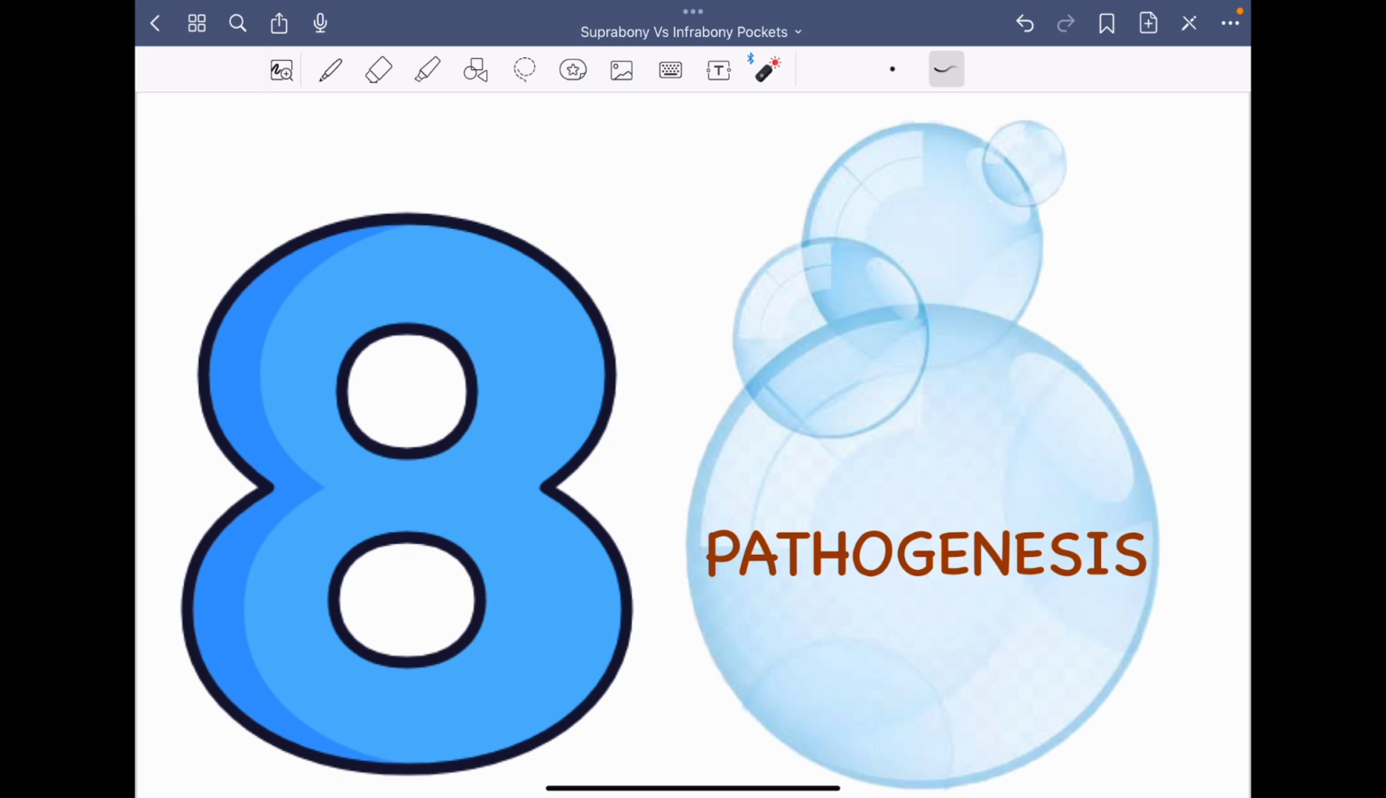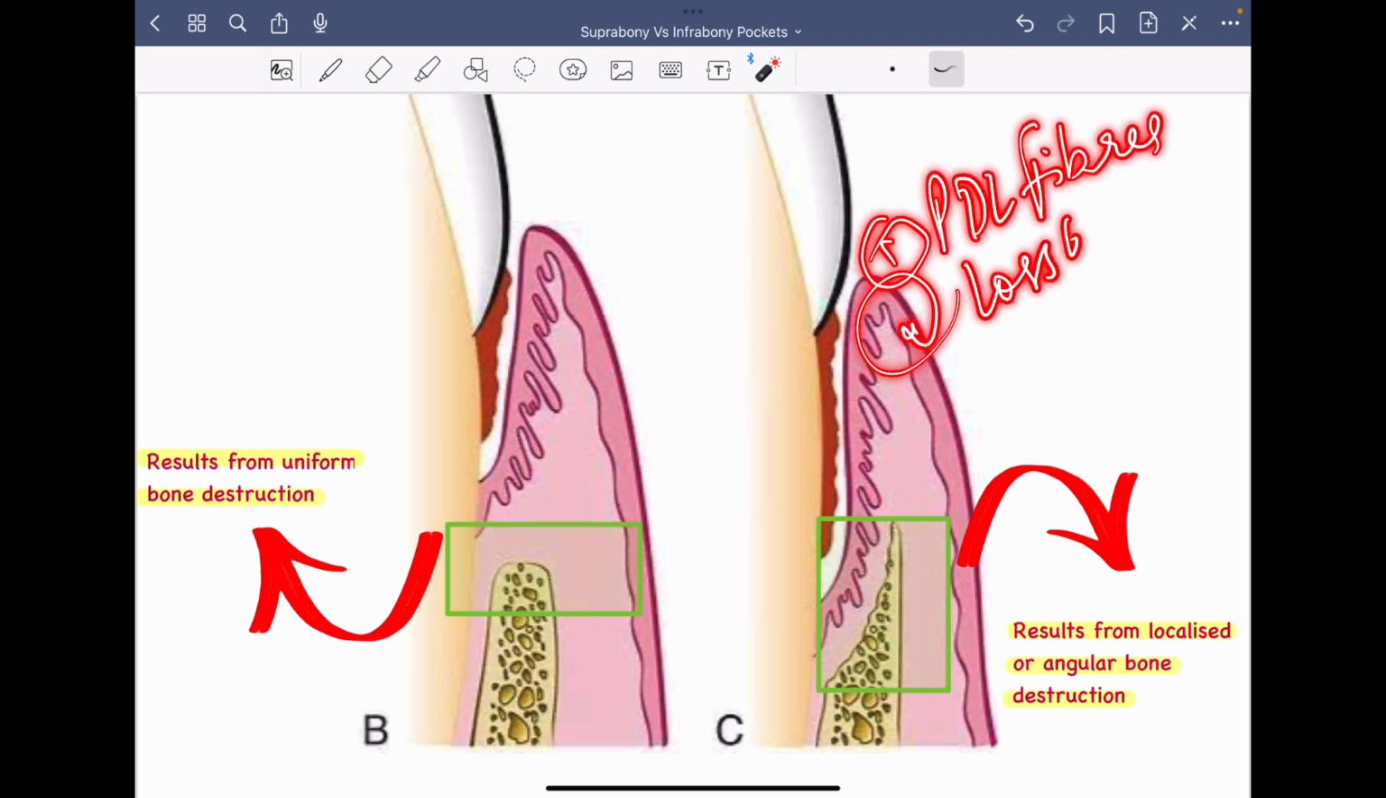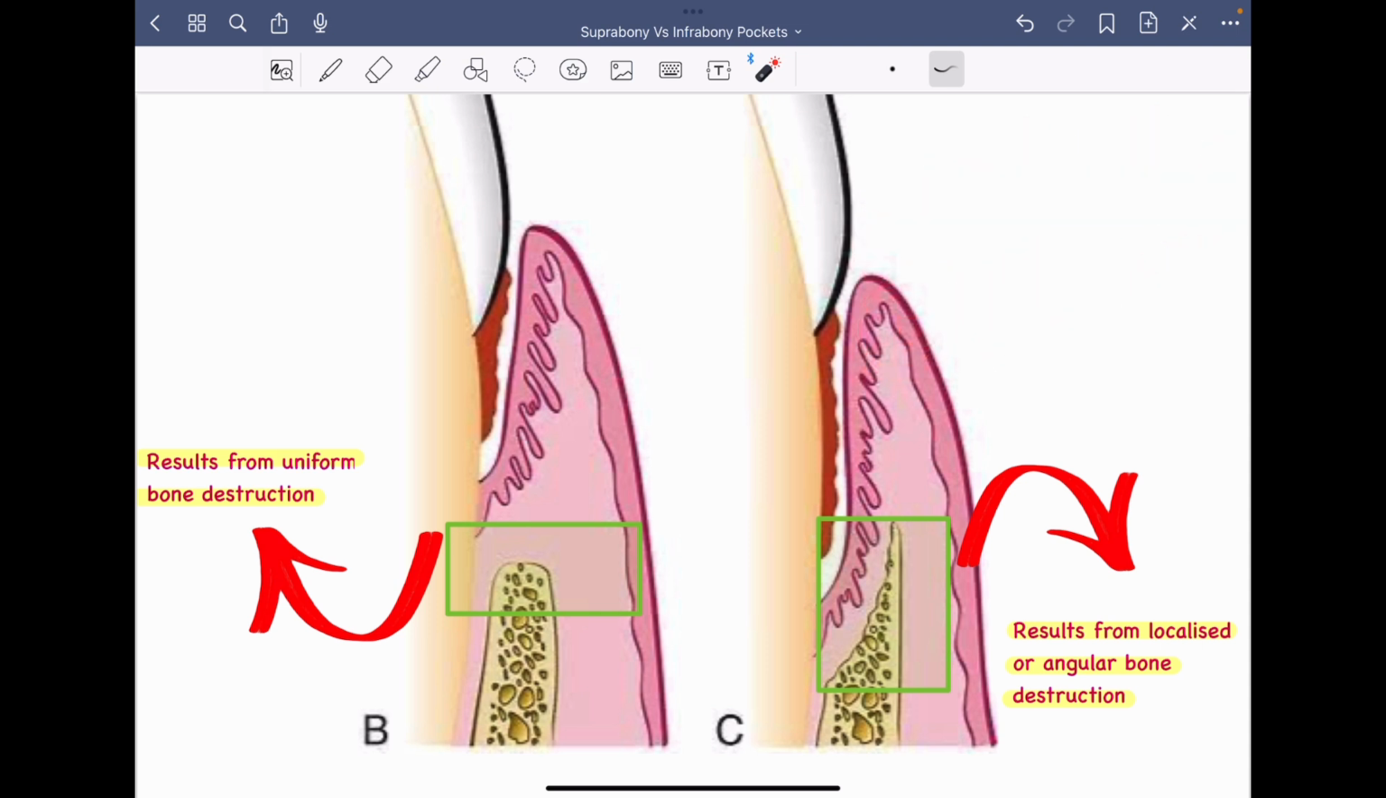Moving on towards differences in terms of pathogenesis for suprabony and infrabony pockets. In terms of pathogenesis, we already know that there are two common features present for both suprabony and infrabony pockets. The first is that there is destruction of PDL fibers, and second is there is loss of alveolar bone. So these two features are common for both the pockets.